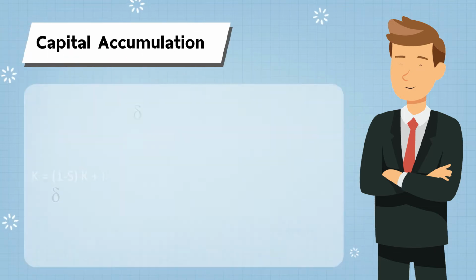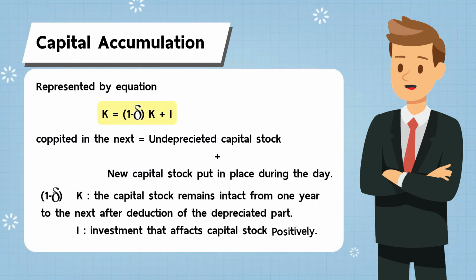Now we move forward to capital accumulation. We will look at the equation K prime equals (1 minus delta) times K plus I. The equation states that capital in the next period equals the undepreciated capital stock plus new capital stock put in place during the period, where (1 minus delta) times K is the capital stock remaining intact from one year to the next after deducting depreciation, and I is the investment during the period.